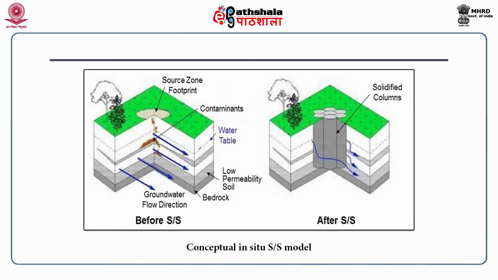The first image shows before SS treatment and the second image is after SS treatment. So, before SS we can see the surface zone footprint on the top, and we can see contaminants just above the water table, and the groundwater below the water table, the soil is low permeable, and below that is bedrock. In the adjacent figure, which is after SS treatment, we can see the waste in solidified columns, the waste entrapped in a way which makes it impermeable to the water table.